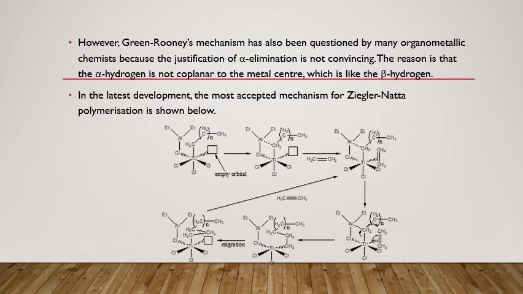Therefore, in the latest development, the most accepted mechanism for Ziegler-Natta polymerization is through the reaction below. The empty vacant orbital, addition of the ethylene group, then the rearrangement happens. After that, the migration happens. So then this is the production of the polymer here.